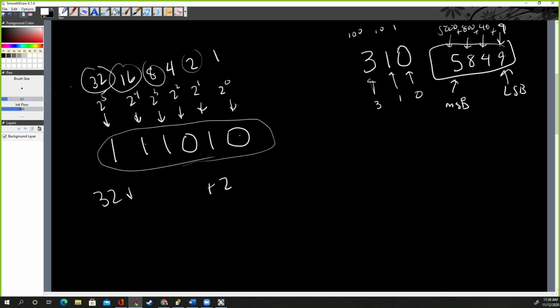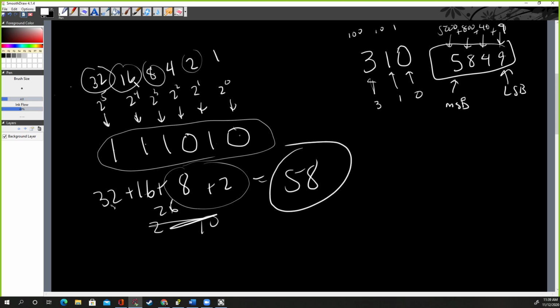So 32 plus 16 plus 8. And I don't have any 4s. I have a 2, and I have no 1s. So this is the math right here. 8 plus 2 is 10. Plus 16, that's 26, right? 26 plus the 32? That's 58. So I was right. This number right here is 58 in binary.